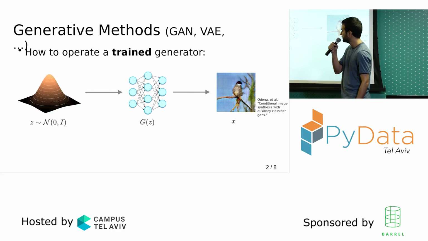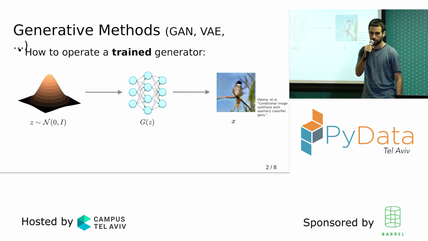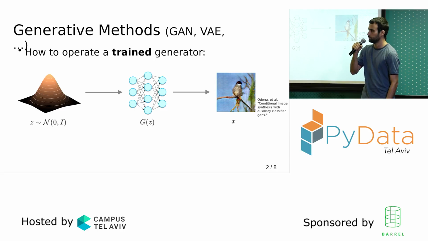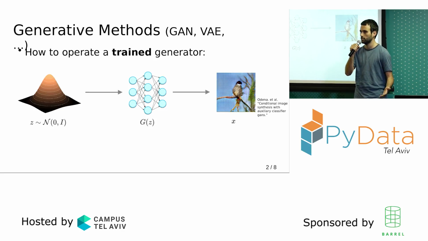So I'll just say a few words about generative methods in general. I'm talking about methods like GANs or variational autoencoders. For our purposes, I don't really care how you train a GAN, for example. I just care how you operate a trained GAN.